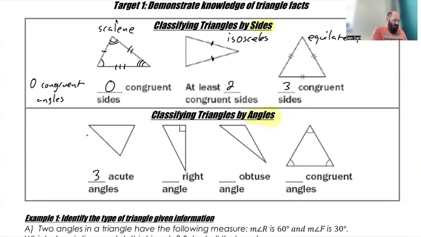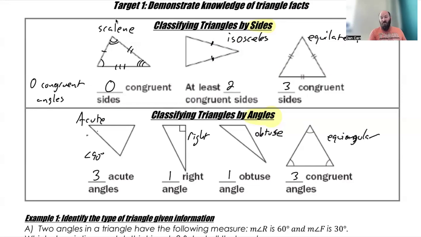If all three angles are acute, so that means all the angles are less than 90 degrees, that makes it an acute triangle. Okay. If you have one right angle, then it's a right triangle. If you have one obtuse angle, it's an obtuse triangle. And if all three angles are congruent angles, then that makes it equiangular.